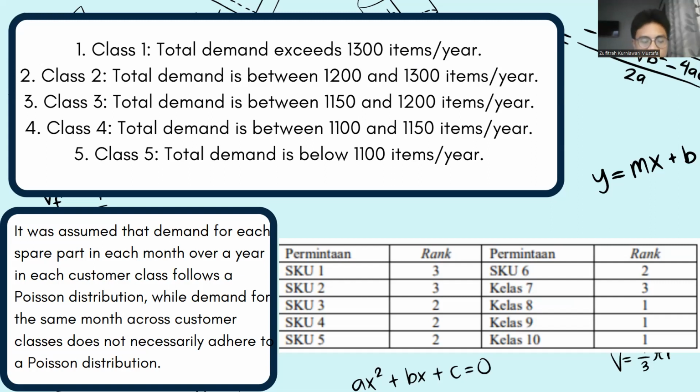It was assumed the demand for each part in each month over the year in its customer class follows a Poisson distribution, while demand for the same month across customer classes does not necessarily adhere to a Poisson distribution. The Poisson distribution can be seen in the table. Here we have the rank for each part and also for all the classes. Next slide, please.